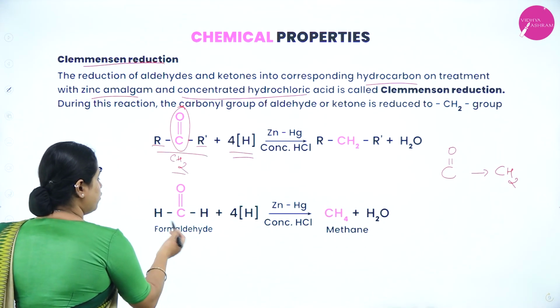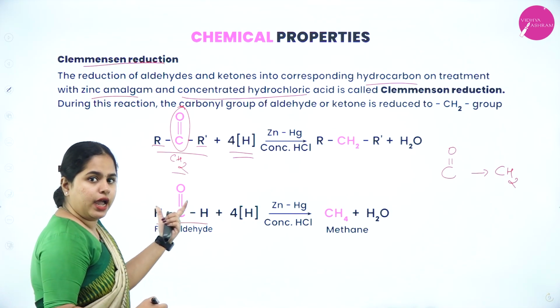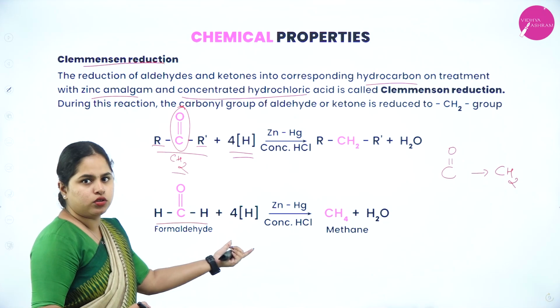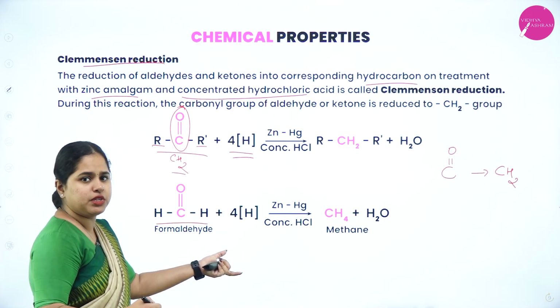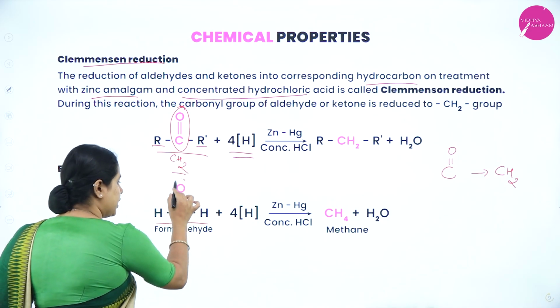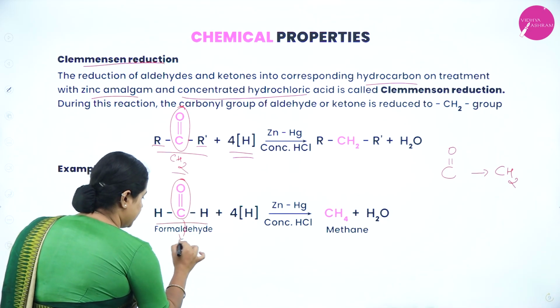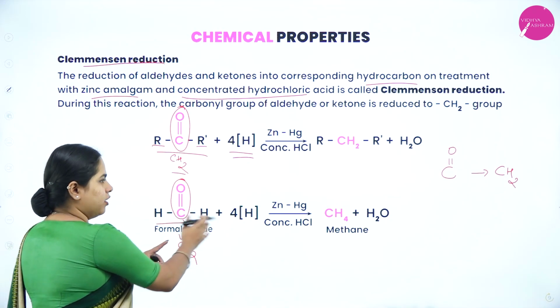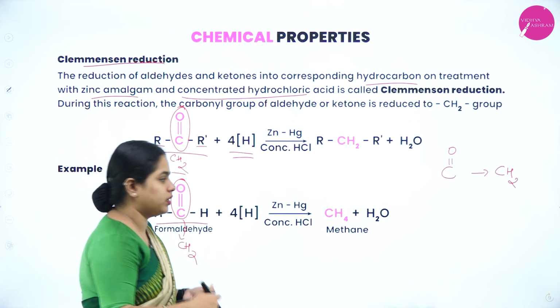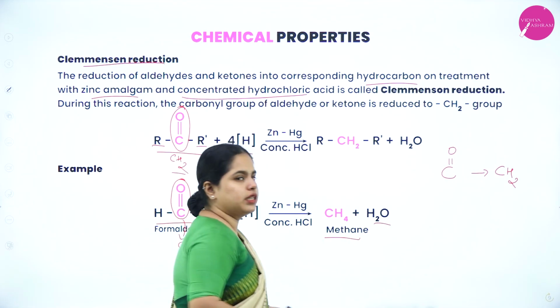So let's take an example of formaldehyde itself. HCHO, right? This is formaldehyde. It undergoes hydrogenation. That means it is undergoing Clemmensen reduction in the presence of zinc amalgam and HCl. What is going to happen? Again, CO is going to get converted into CH2. So you already have 2H and you have CH2. Combined together, what will you have? CH4, which is methane, obtained by the removal of water.